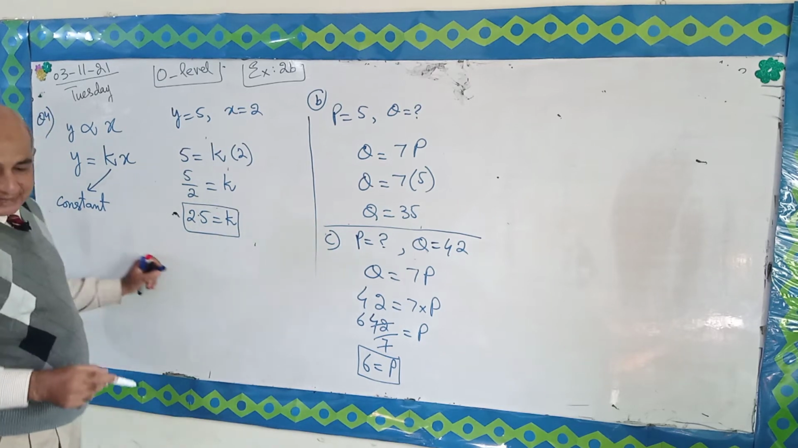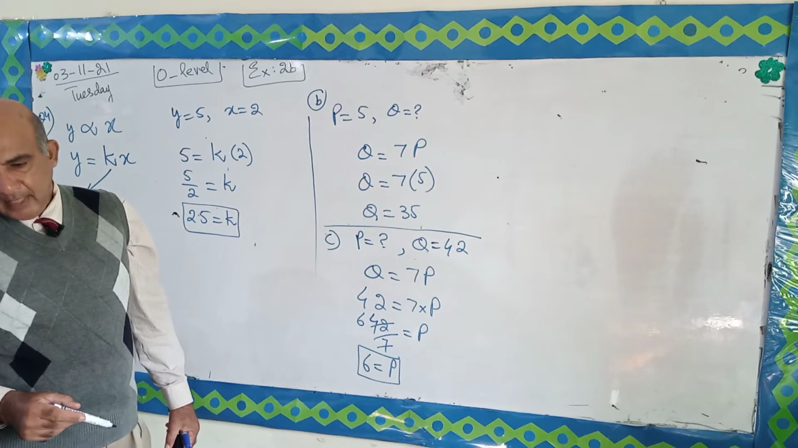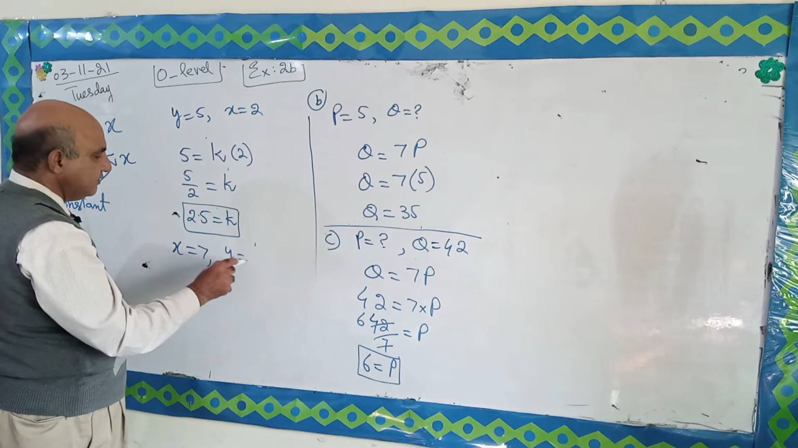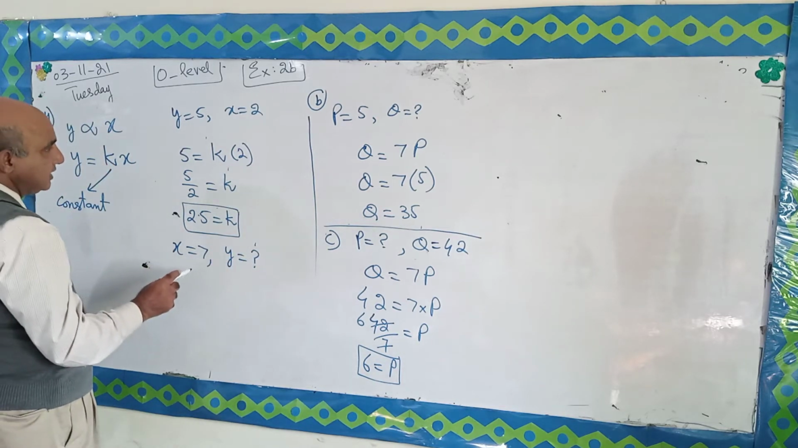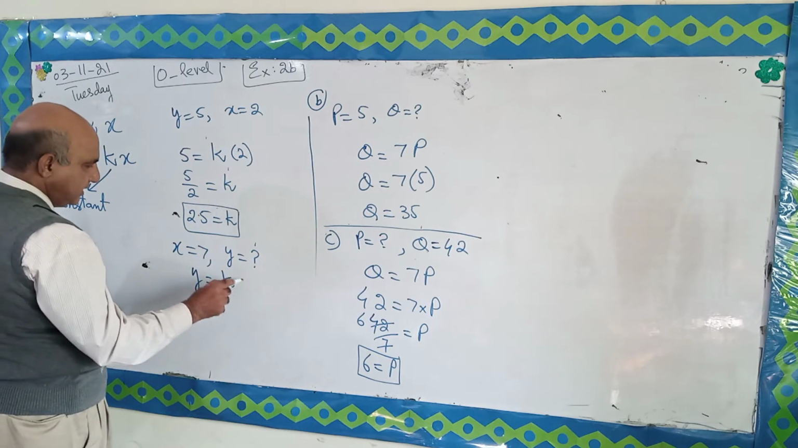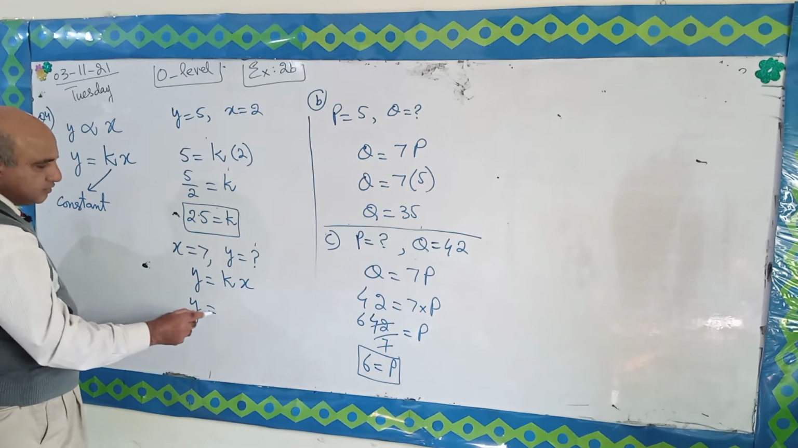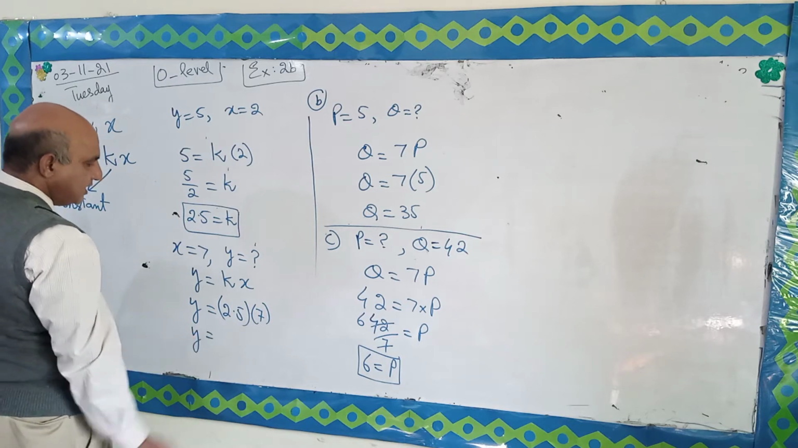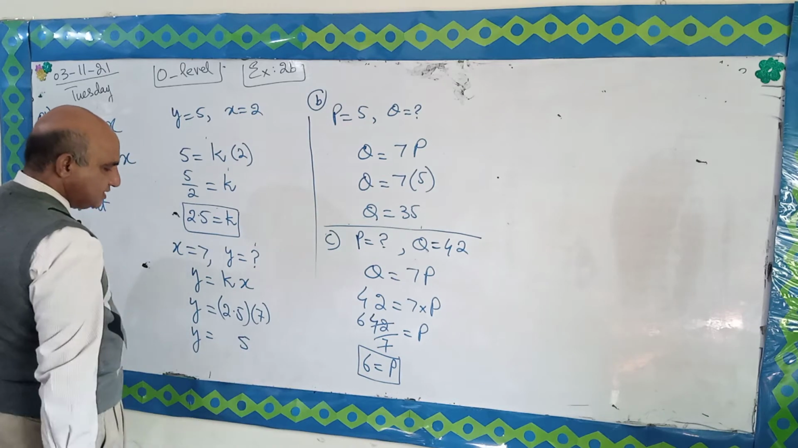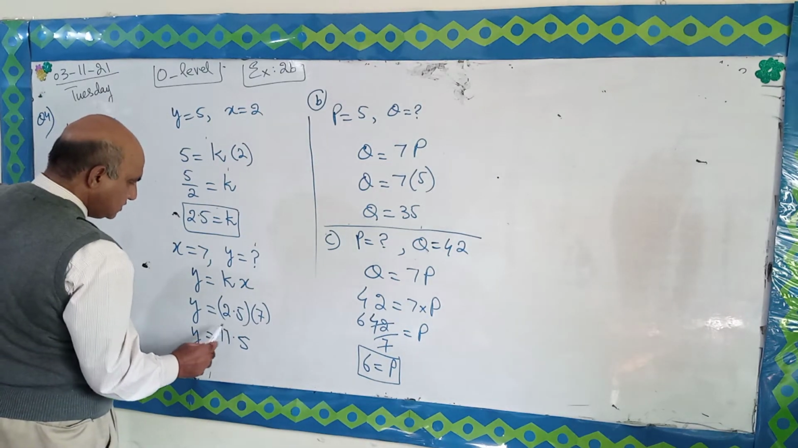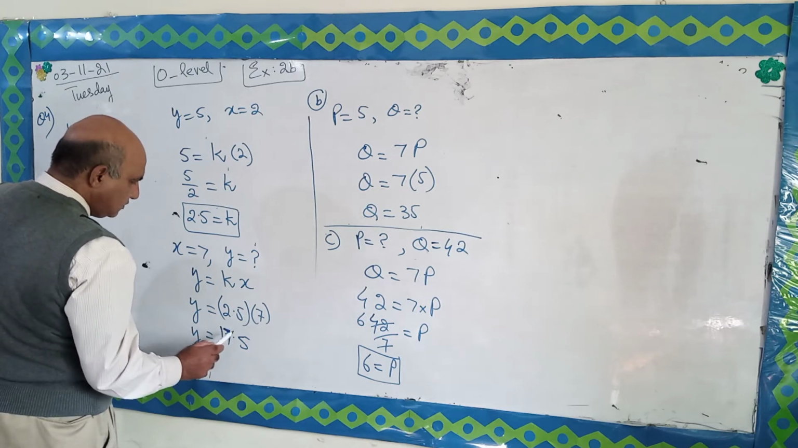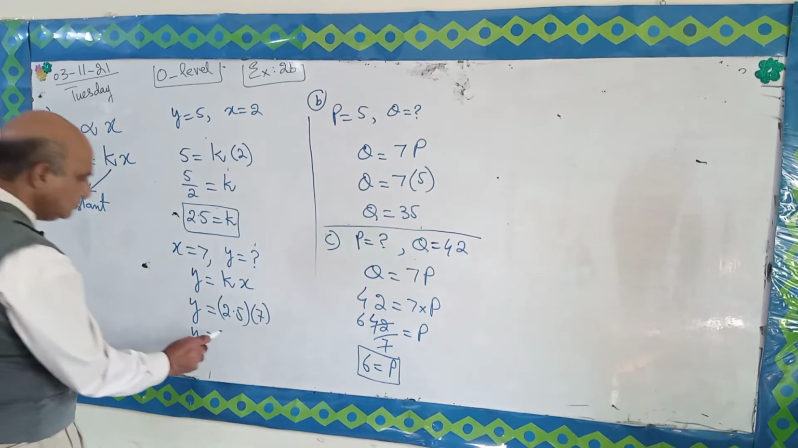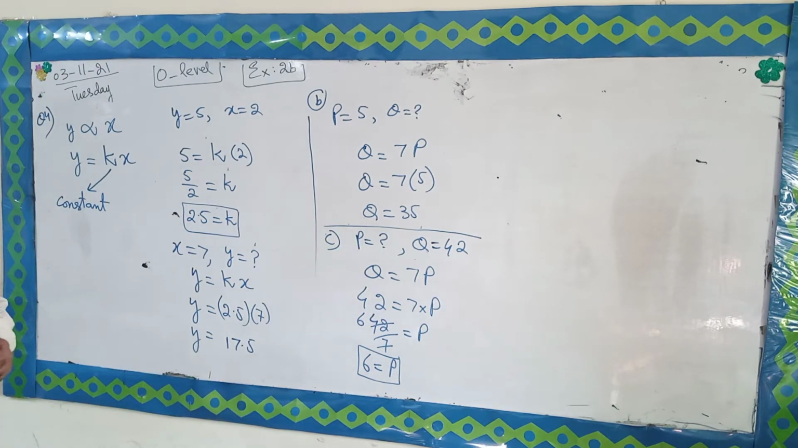Now again in the question he is saying we have to find the value of y when x is 7. x is 7 and we have to find the value of y. So write again the same equation, y is equal to kx. As we are going to find the value of y, the value of k is 2.5 and the value of x is 7. Right? So when we multiply 2.5 by 7, it is 17.5. This is the answer, 17.5. This is the value of y.